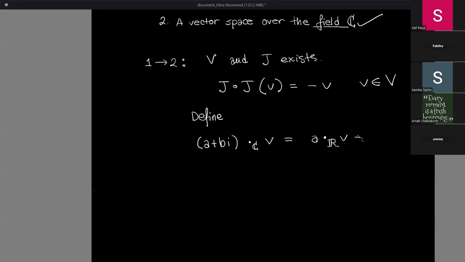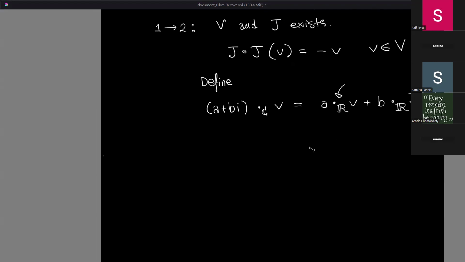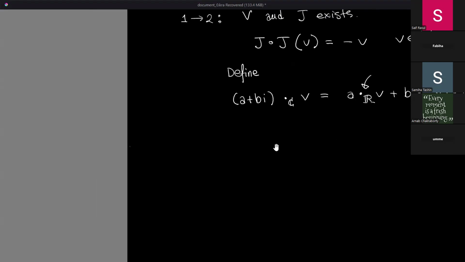multiplied by v, plus b real multiplied by J of v. So all we've done, we've taken this from the fact that v is a real vector space, and we've taken this from the fact that we have a complex structure on this vector space. This definition is completely compatible with the complex scalar multiplication, and we can show that it satisfies all of these properties. I'm going to write out the properties, but we're not going to prove them.